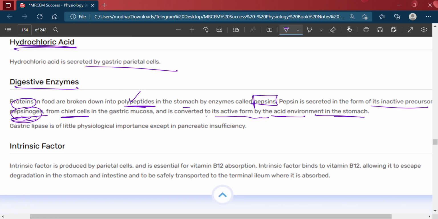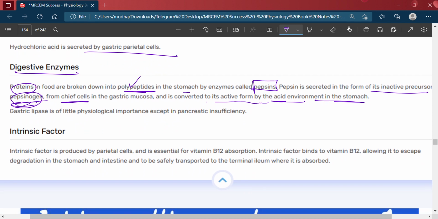Now gastric lipase is of little physiological importance except in pancreatic insufficiency. Then the intrinsic factor. Intrinsic factor is produced by the parietal cells.